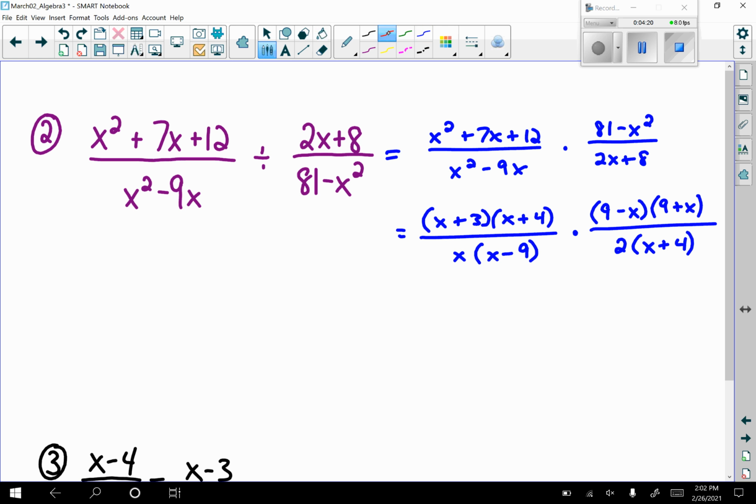All right, so now we're just going to cross out common factors. We see the x plus 4's can cross out. And the x minus 9 and the 9 minus x, those are opposites, so a negative 1 results. So up top I have, and we could put that negative anywhere, x plus 3 times 9 plus x all over 2x.